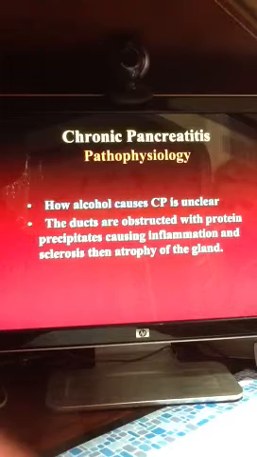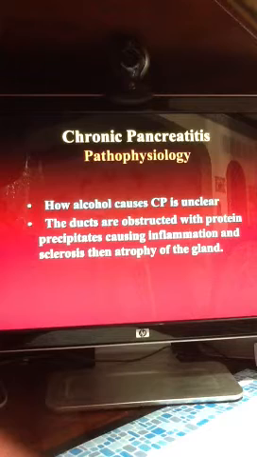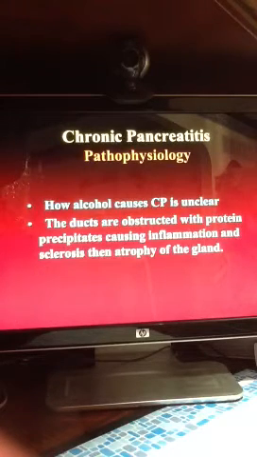Exactly how alcohol causes chronic pancreatitis is not clear. The pancreatic ducts are obstructed with protein precipitates, causing inflammation and sclerosis, mainly in the head of the pancreas. And then you have atrophy of the gland. Pseudocysts and abscesses are pretty common.